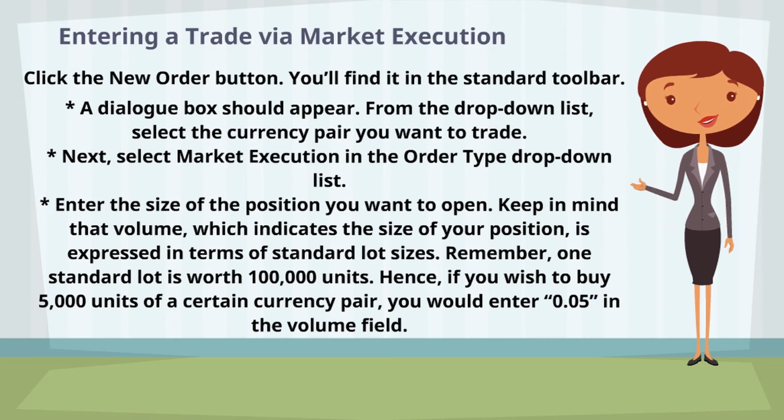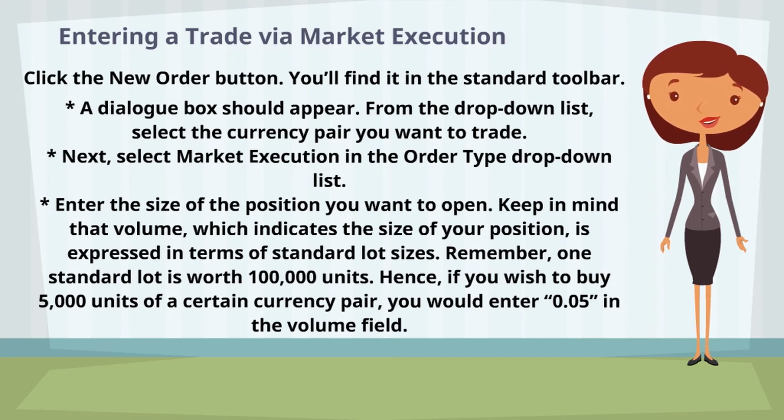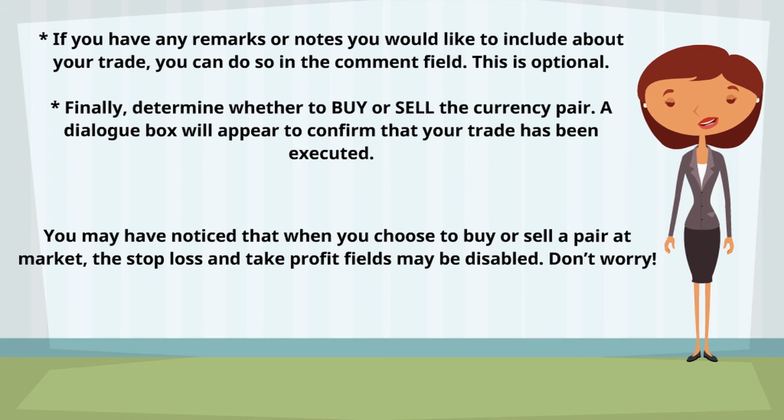Keep in mind that volume, which indicates the size of your position, is expressed in terms of standard lot sizes. Remember, one standard lot is worth 100,000 units. Hence, if you wish to buy 5,000 units of a certain currency pair, you would enter 0.05 in the volume field. If you have any remarks or notes you would like to include about your trade, you can do so in the comment field. This is optional. Finally, determine whether to buy or sell the currency pair. A dialog box will appear to confirm that your trade has been executed.